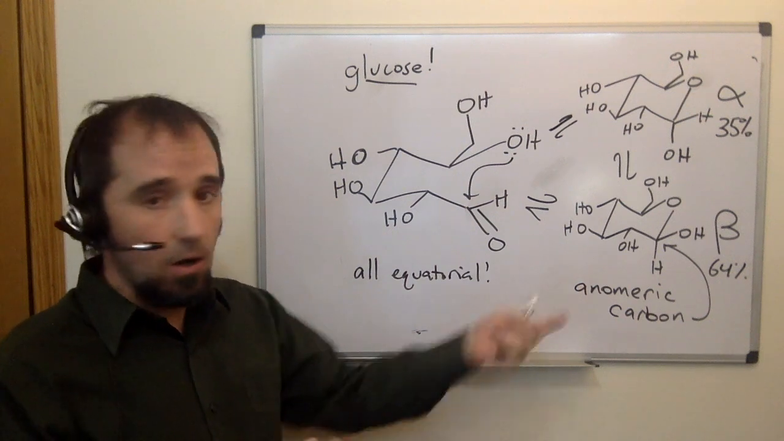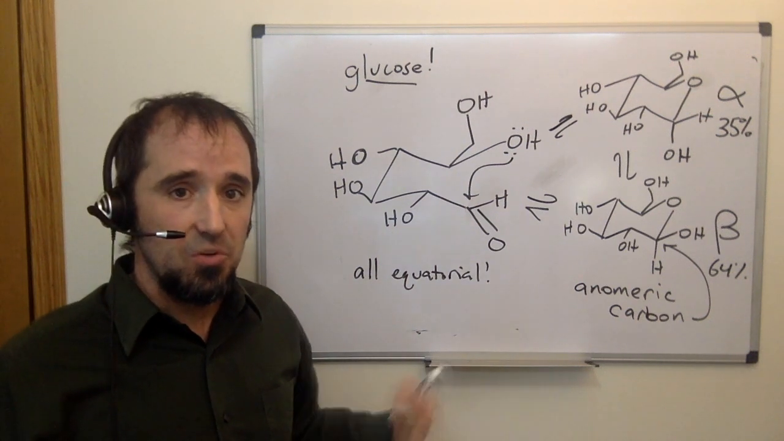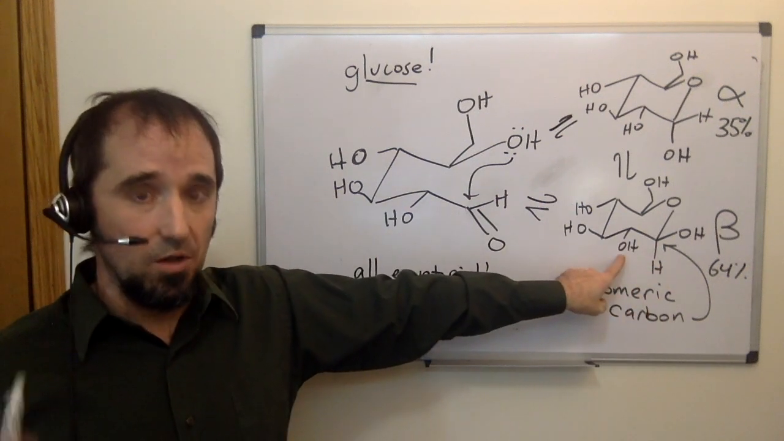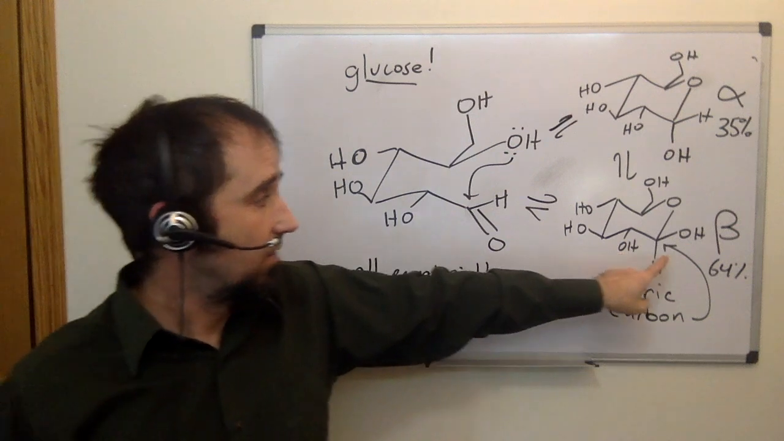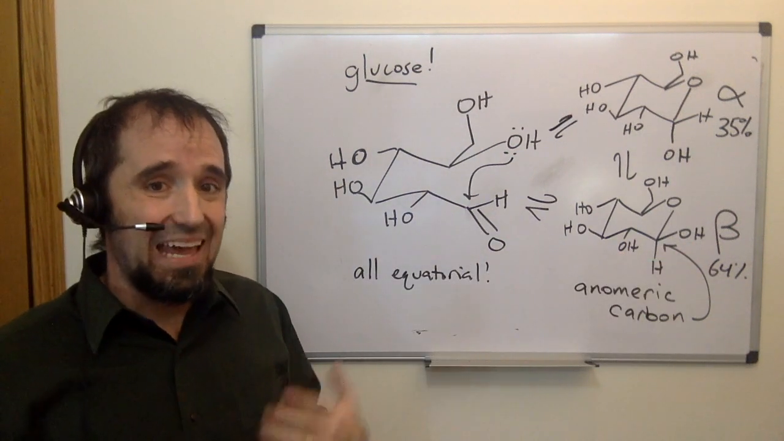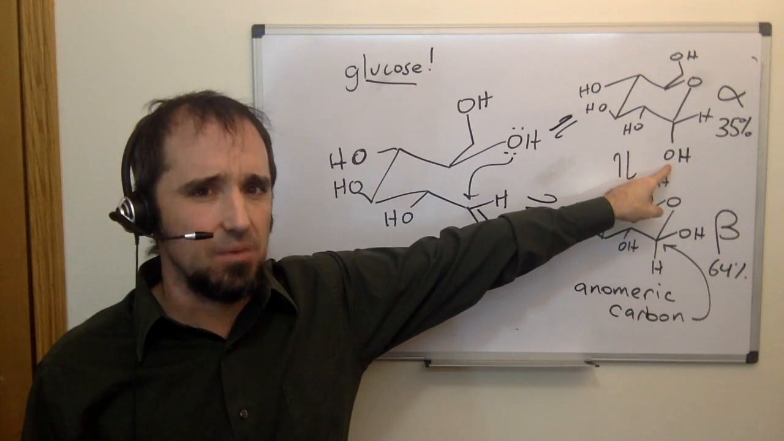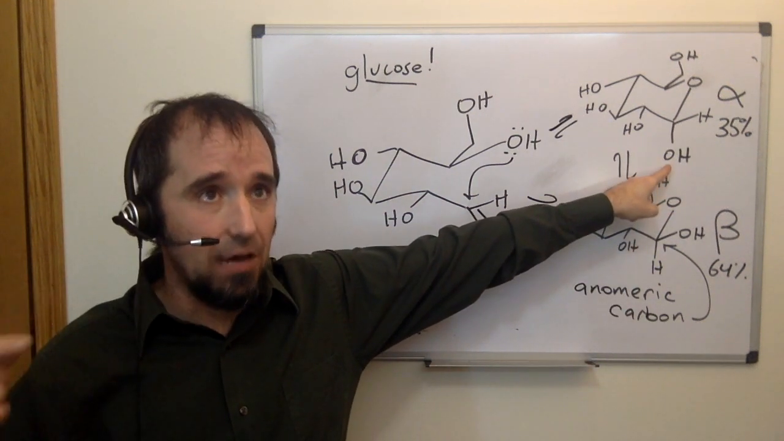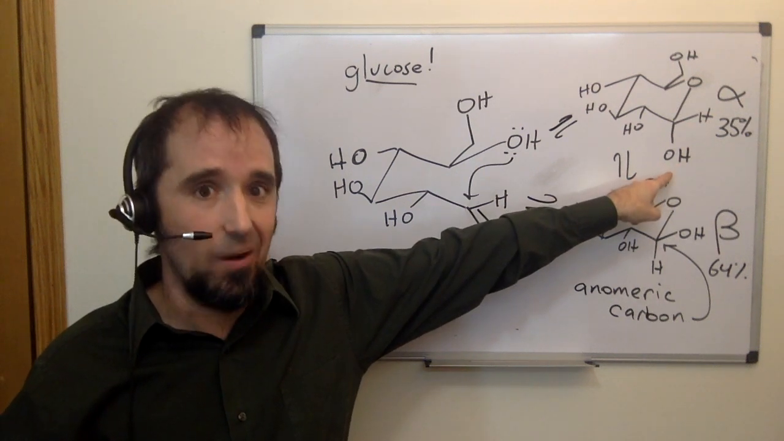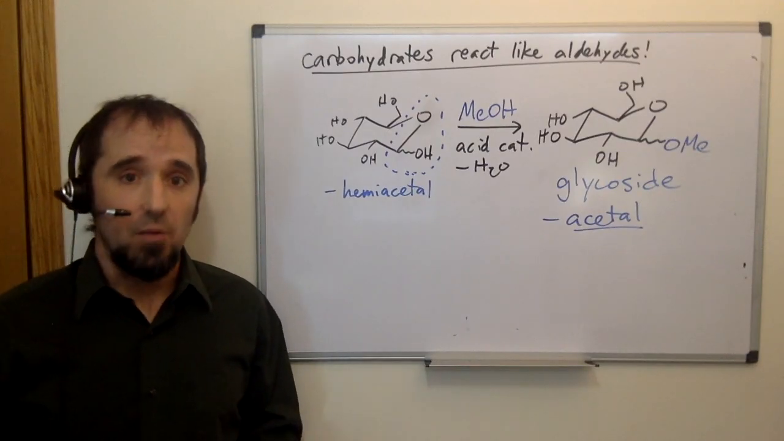And so these are all in equilibrium with each other. Typically if I put glucose into a pot, you're going to get about 64% of what we'll call the beta anomer, where this OH ends up equatorial, and about 35% of the alpha anomer, where that OH ends up axial. And I think that's the best way to remember it: A alpha, A axial, right? So the alpha anomer is where it's axial. Lots of A's.